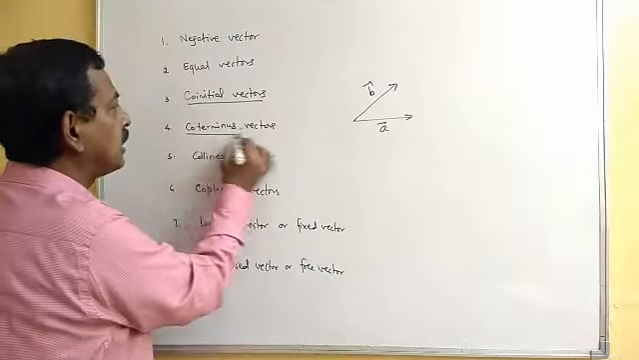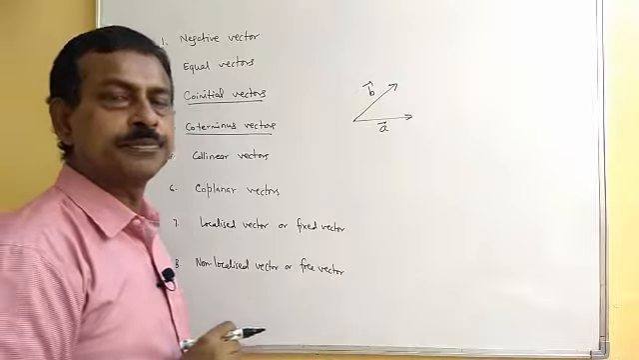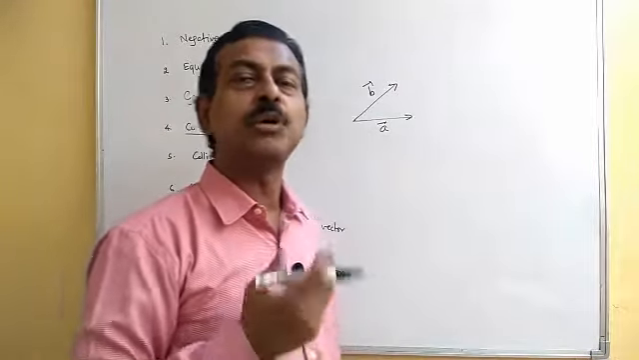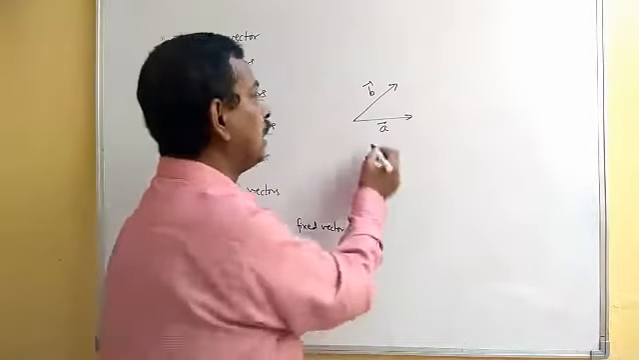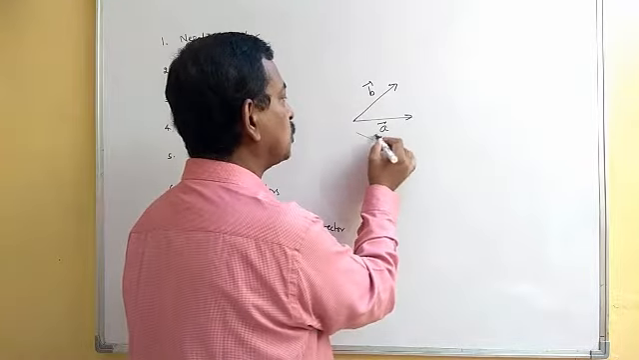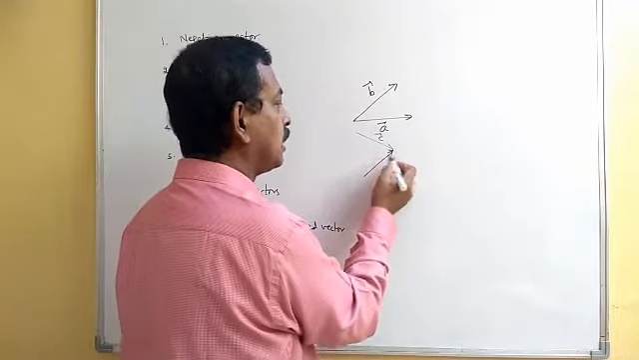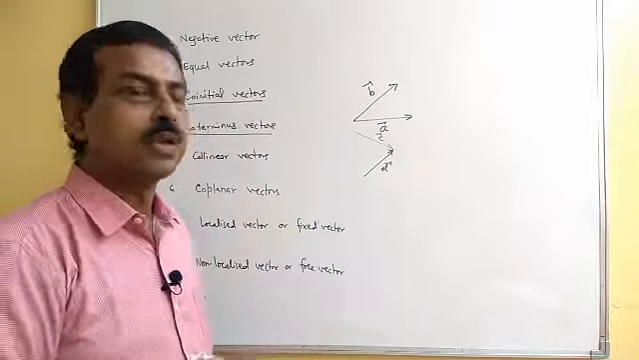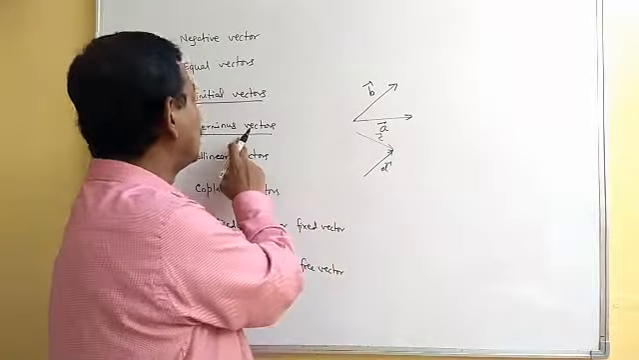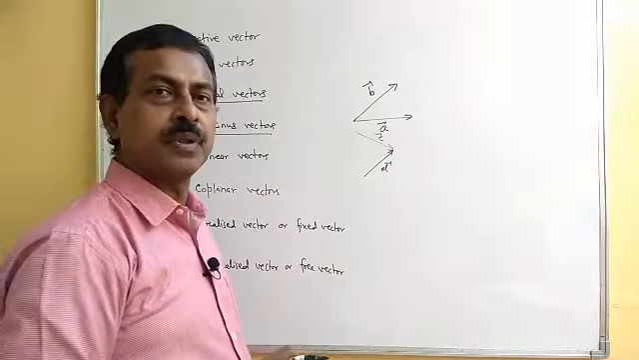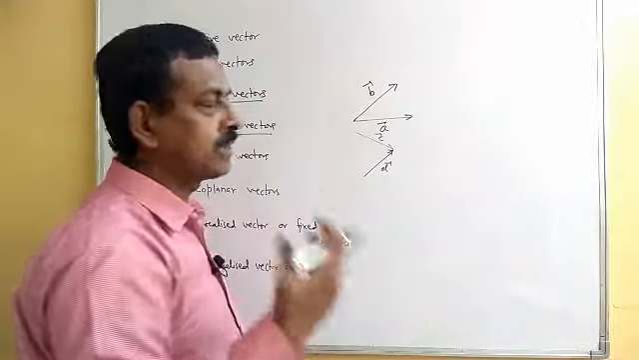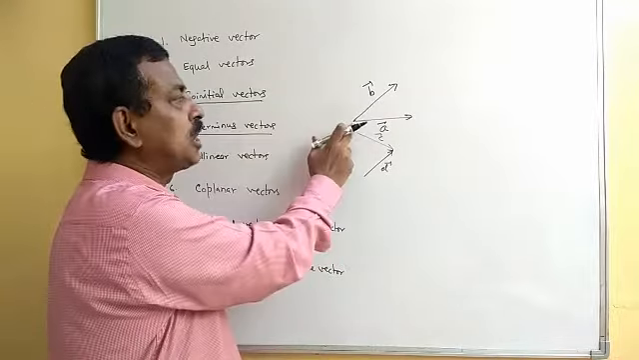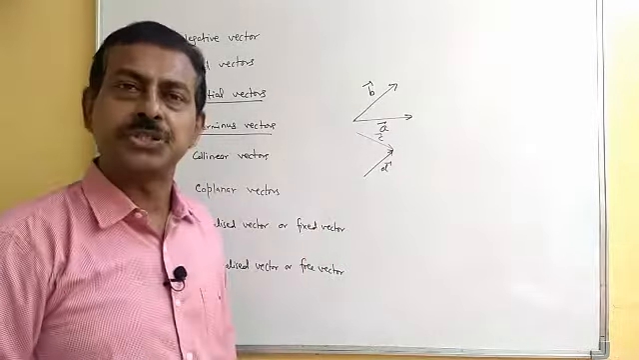Similarly, we have another term that is your coterminous vectors. That means the vectors having same terminal points, they will be called as the coterminous vectors. Like suppose you have vector C, suppose here, and this is another vector D. The two have the same terminal point. So these two will be called as the coterminous vectors. So vectors having the same terminal point will be called as the coterminous vectors. Vectors having same initial point, they will be called as the co-initial vectors.